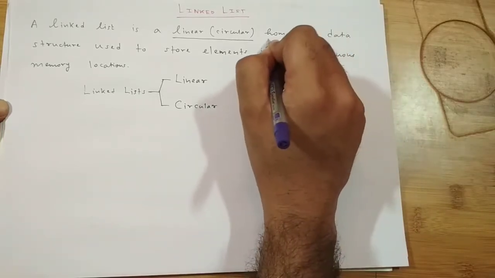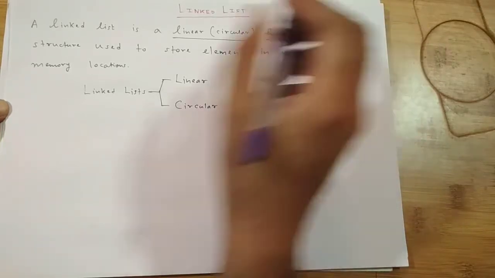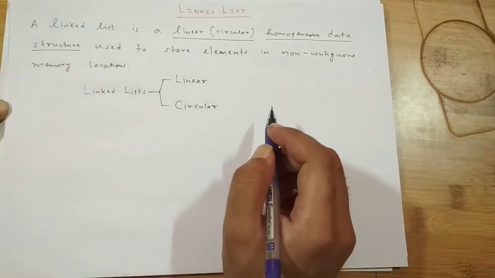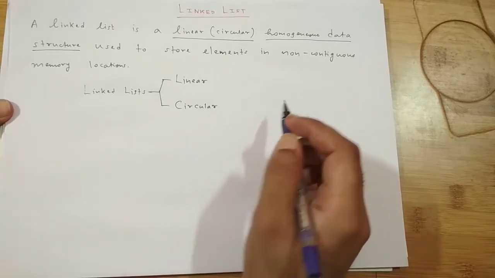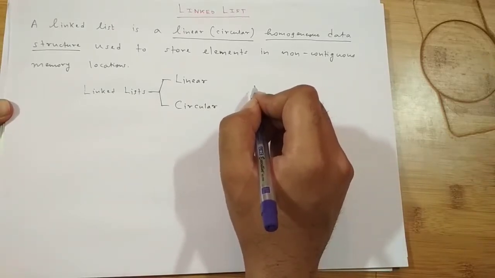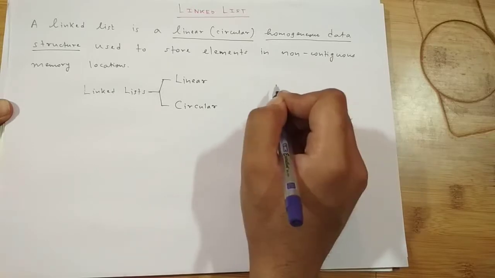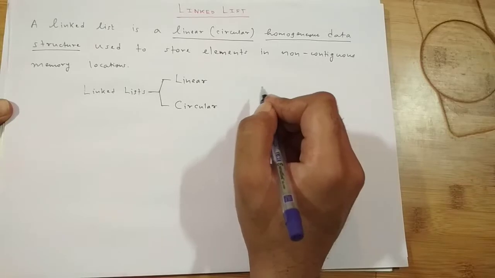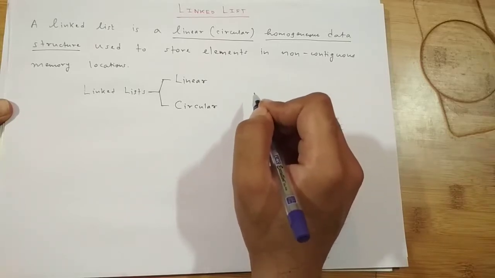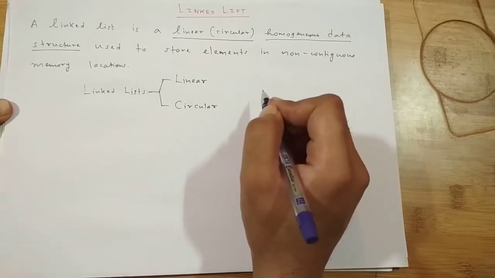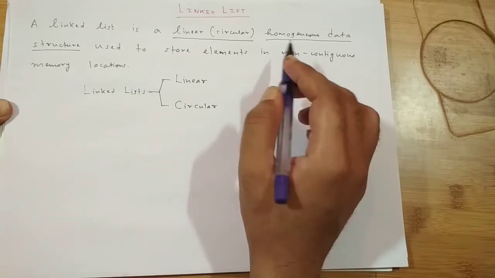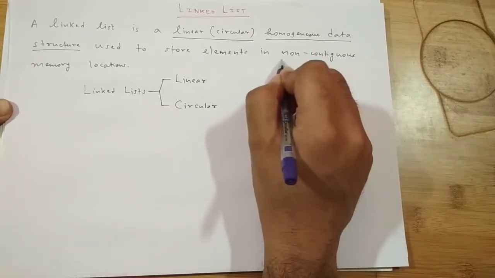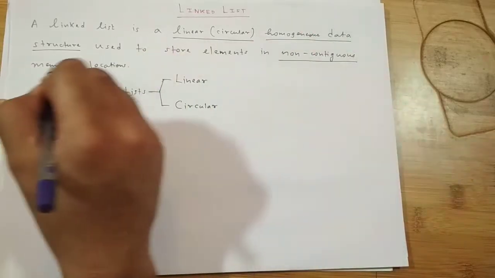And it is also a homogeneous data structure. Now, why do I say it is a homogeneous data structure? Generally you would use linked lists to store elements of the same type. We would have a linked list of integers, or a linked list of characters, or a linked list of strings. That is why we are calling it a homogeneous data structure. And it is used to store elements in non-contiguous memory locations.